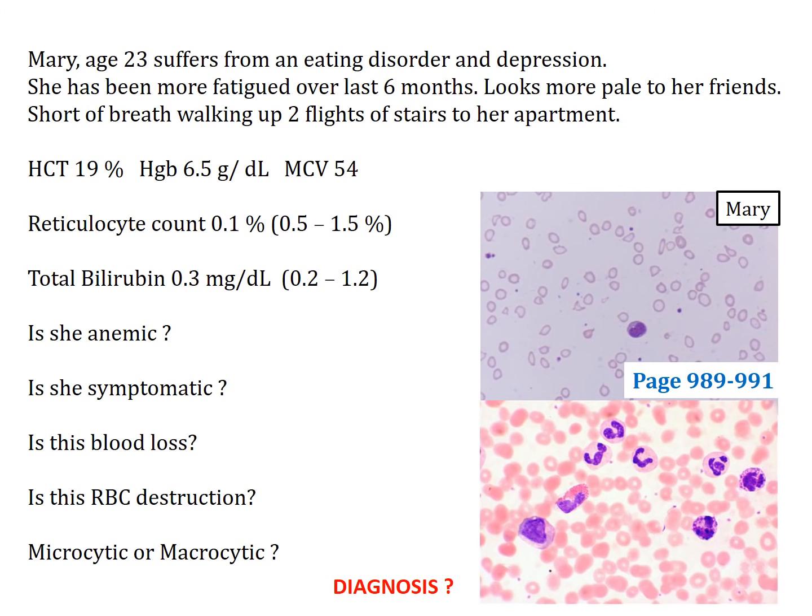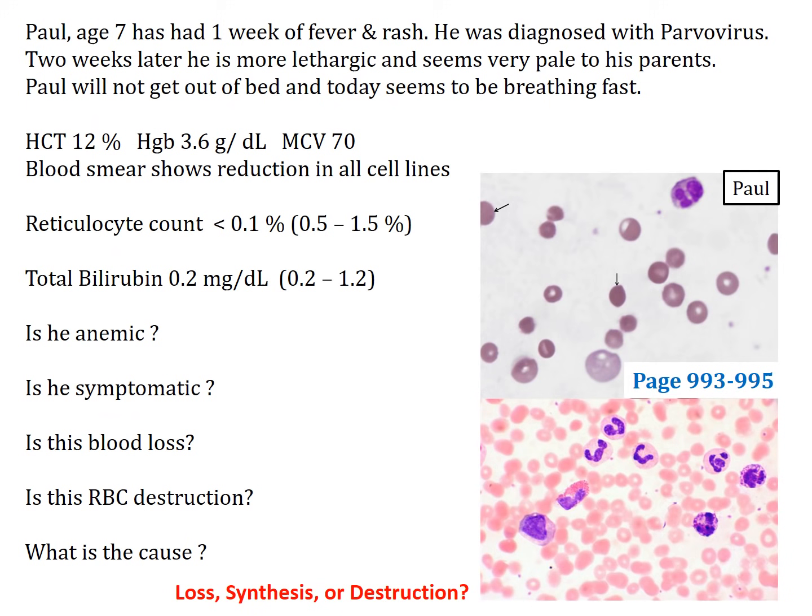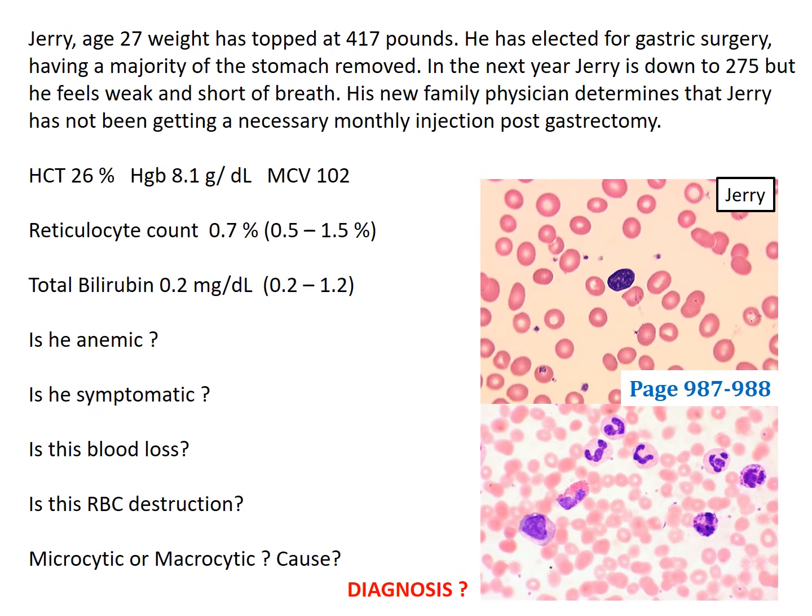So here's Mary. She's got an eating disorder. Here's Tara. She appears to have some type of menstrual disorder. Here's Paul. He had some kind of virus infection. He's a young child, had a virus infection. Now he seems to be pretty sick. Here's Jerry. He was markedly overweight and he had gastric bypass surgery, had the majority of his stomach removed.